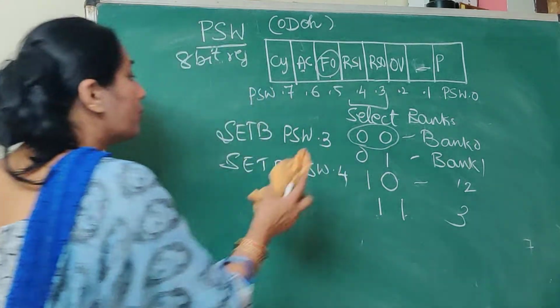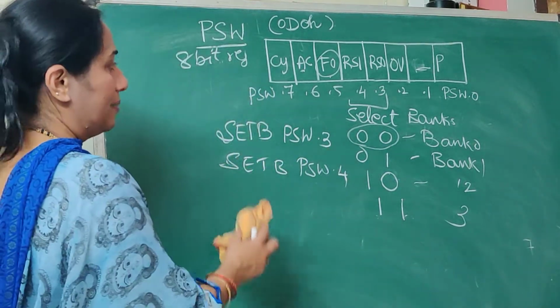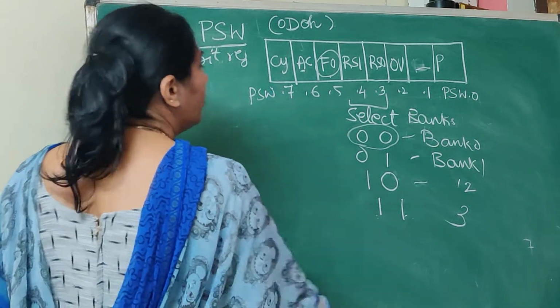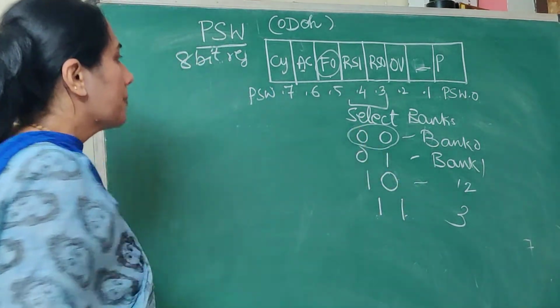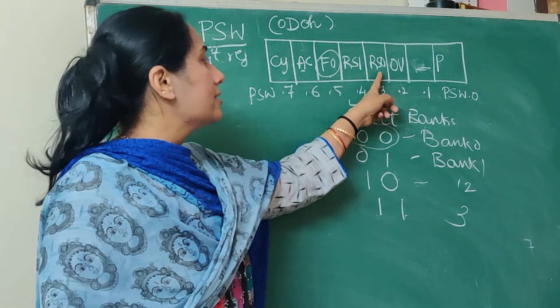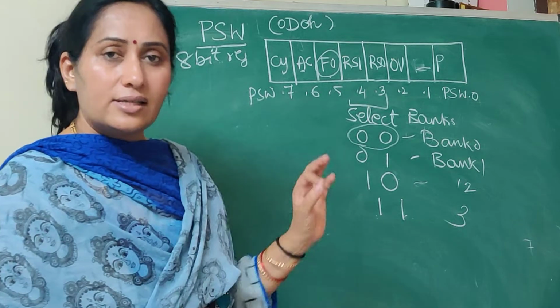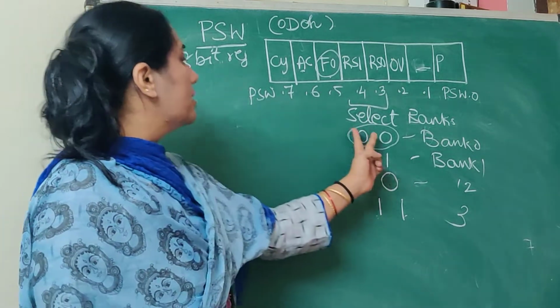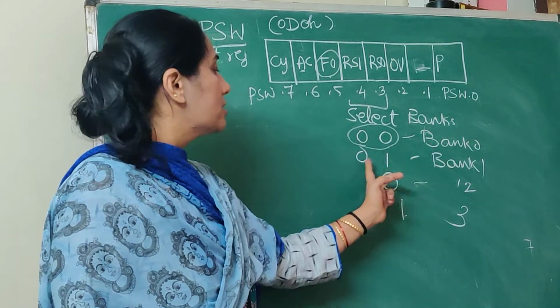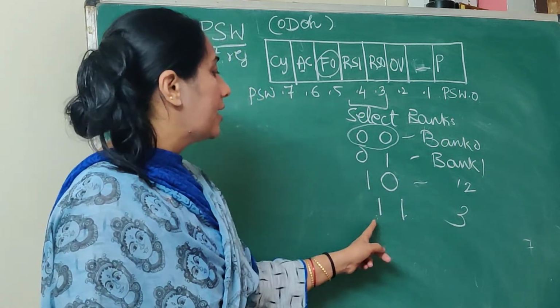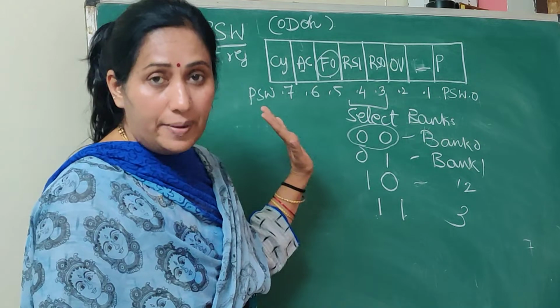So this is how you have to select the different types of the banks. So while explaining about the PSW, you have to say about this also, that is RS1 and RS0 are register bank select bits. 00 bank 0 will be selected, 01 bank 1 will be selected, 10 bank 2 will be selected, and 11 bank 3 will be selected.